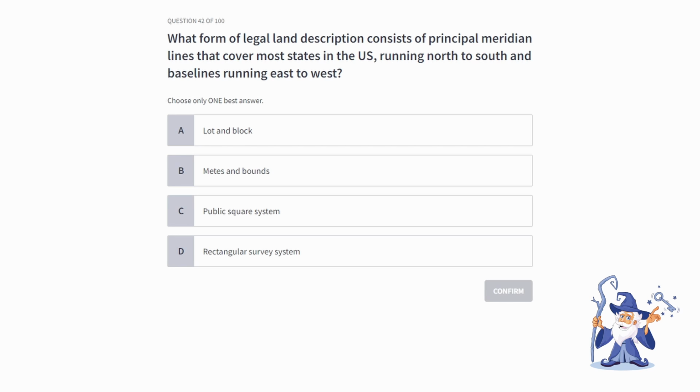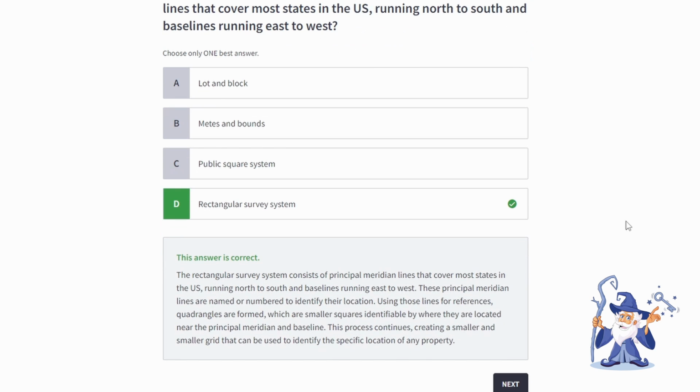Alrighty, so I'm back. I had some water, a little scratch in my throat. I apologize there. Okay, so what form of legal description consists of principal meridian lines that cover most states in the U.S.? So when you hear lines like this, essentially you should know it's D. It's the rectangular survey system.